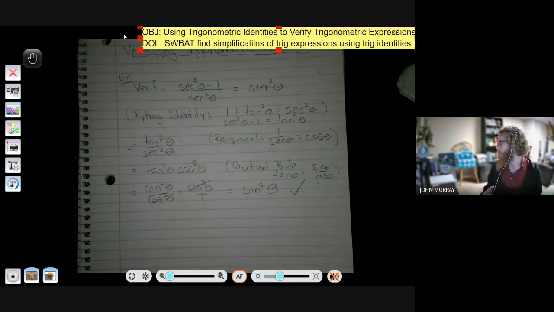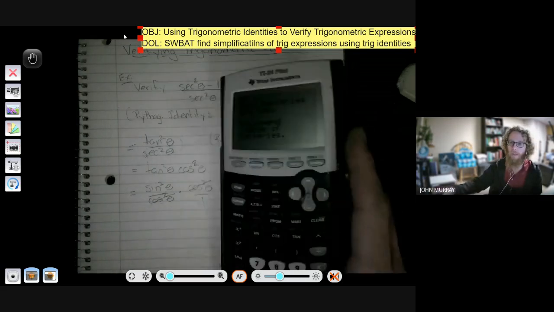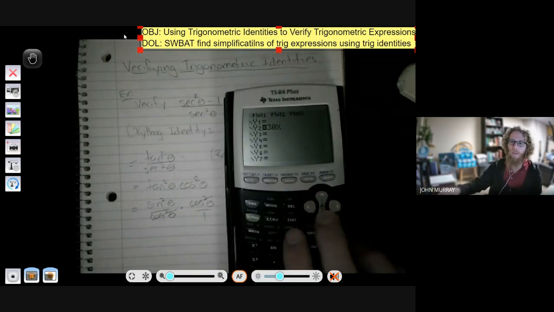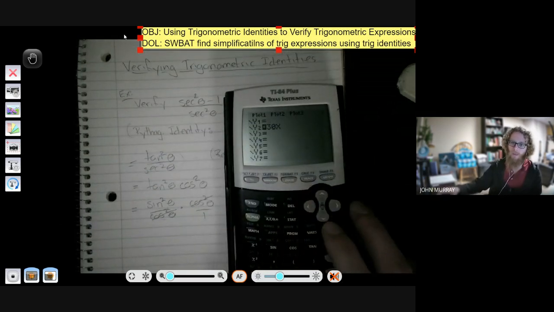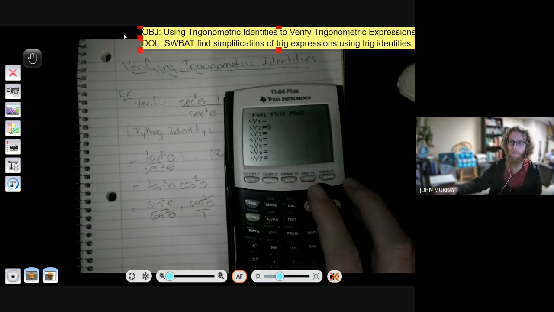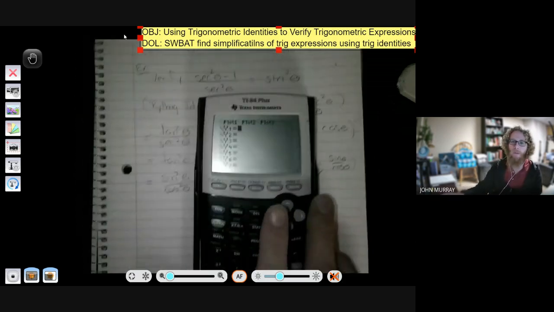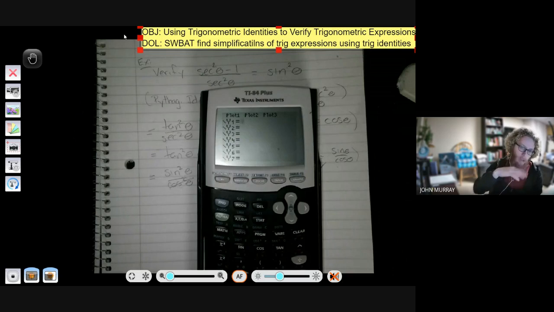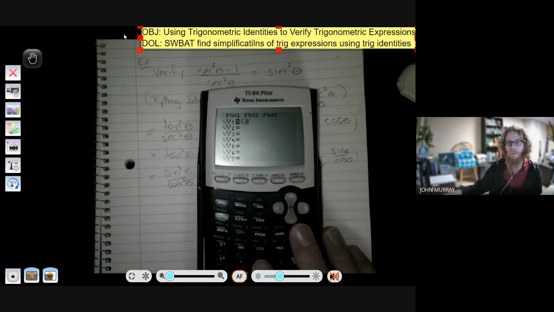All right, now there are 2 other ways that you can verify identities. They're not as thorough, but you know, for mathematical purposes, they're good enough, right? And they both involve using the calculator. Oh no, one is. So what we can do is plug both of these equations into your y equals, right? If you're using Desmos, you would just type it in as 2 different functions.